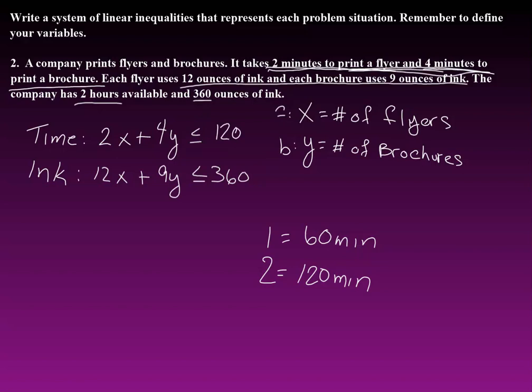And then the second inequality had to do with ink. They had 12 ounces of ink for the flyers, and they used 9 ounces of ink for the brochures. And so that's where that inequality came from. And with that, that's how you write systems of inequalities.